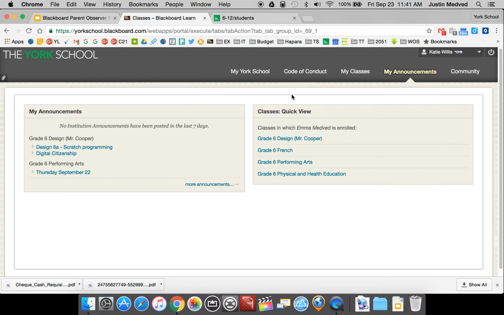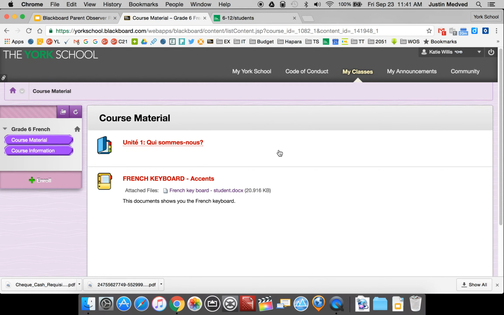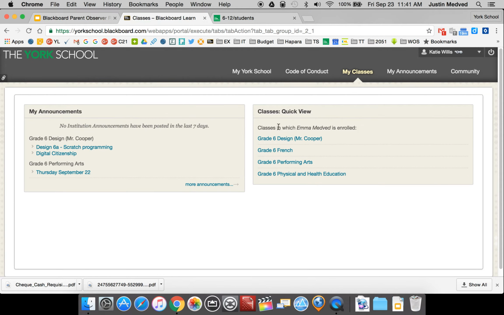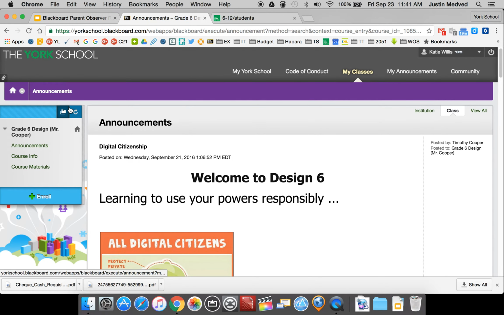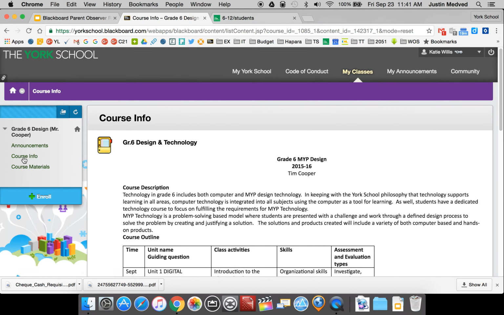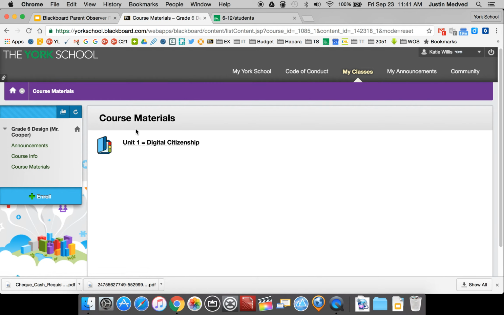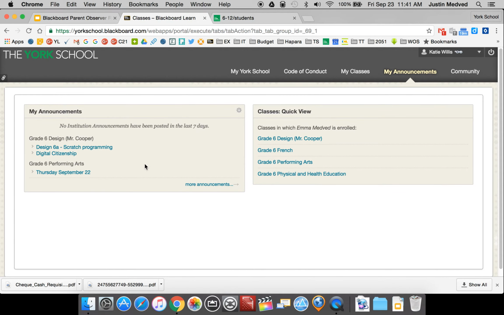To get a closer look at the syllabus and or course materials in each of those courses, you only need to go into one of those classes, click on them, and you will see buttons on the left-hand side, which each of those courses have consistent to them. So for example, under course information, you'll find information about the syllabus and overview, and course materials will have unit information specific to what's going on in the curriculum. Announcements will also reveal homework and other such information.